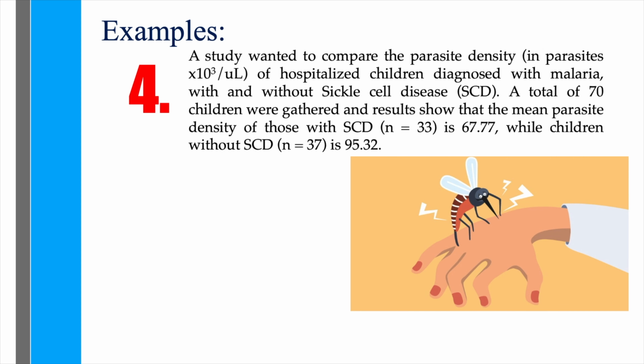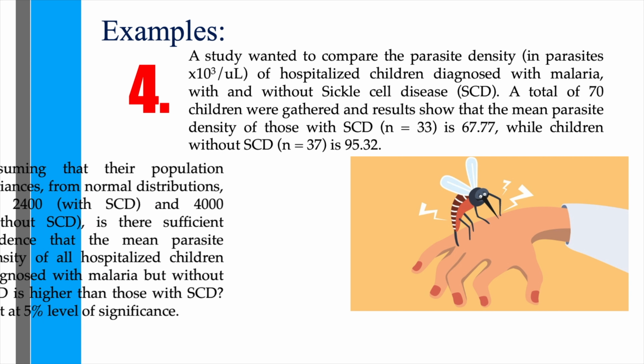A study wanted to compare the parasite density, in parasites times 10⁻³ per microliter, of hospitalized children diagnosed with malaria with and without sickle cell disease, or SCD. A total of 70 children were gathered, and results show that the mean parasite density of those with SCD is 67.77, while children without SCD is 95.32.